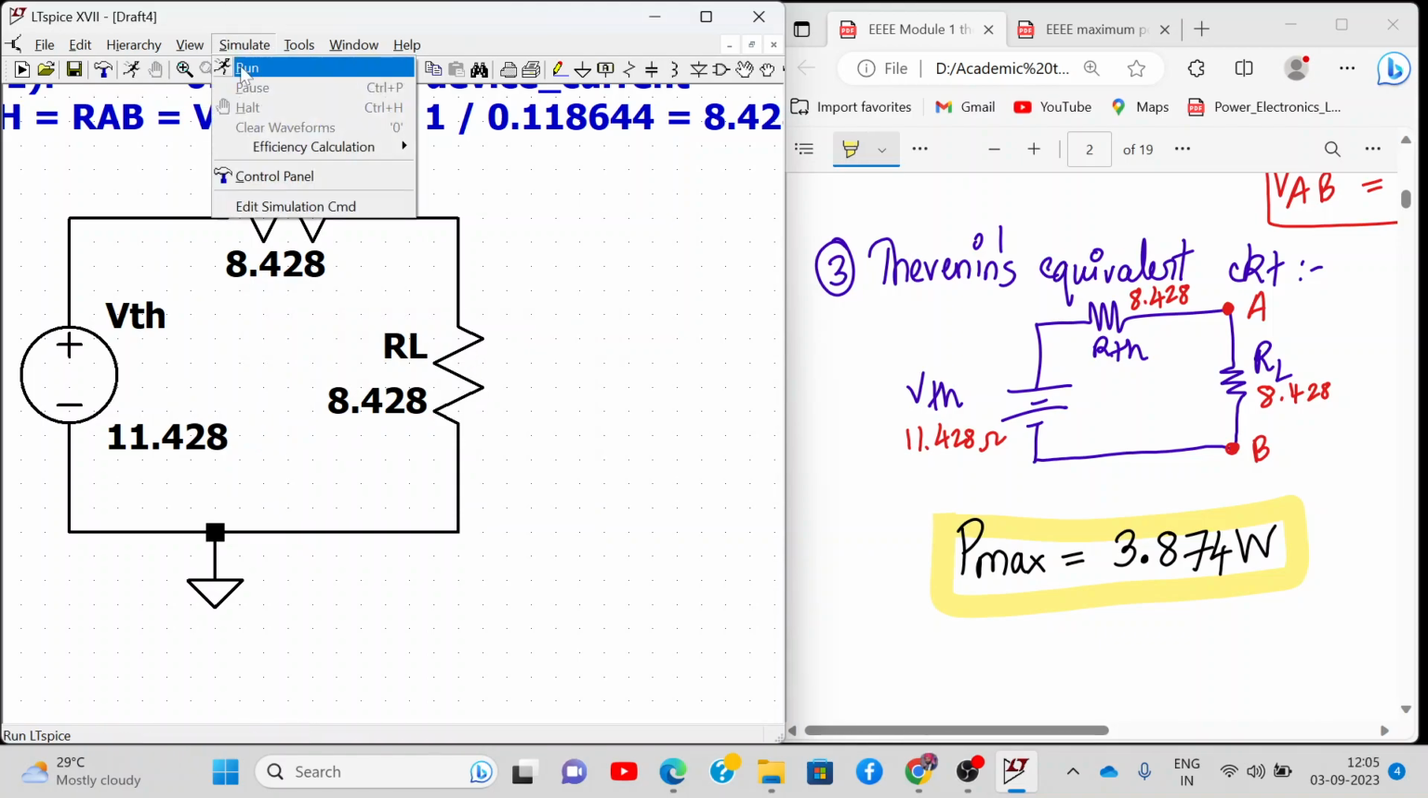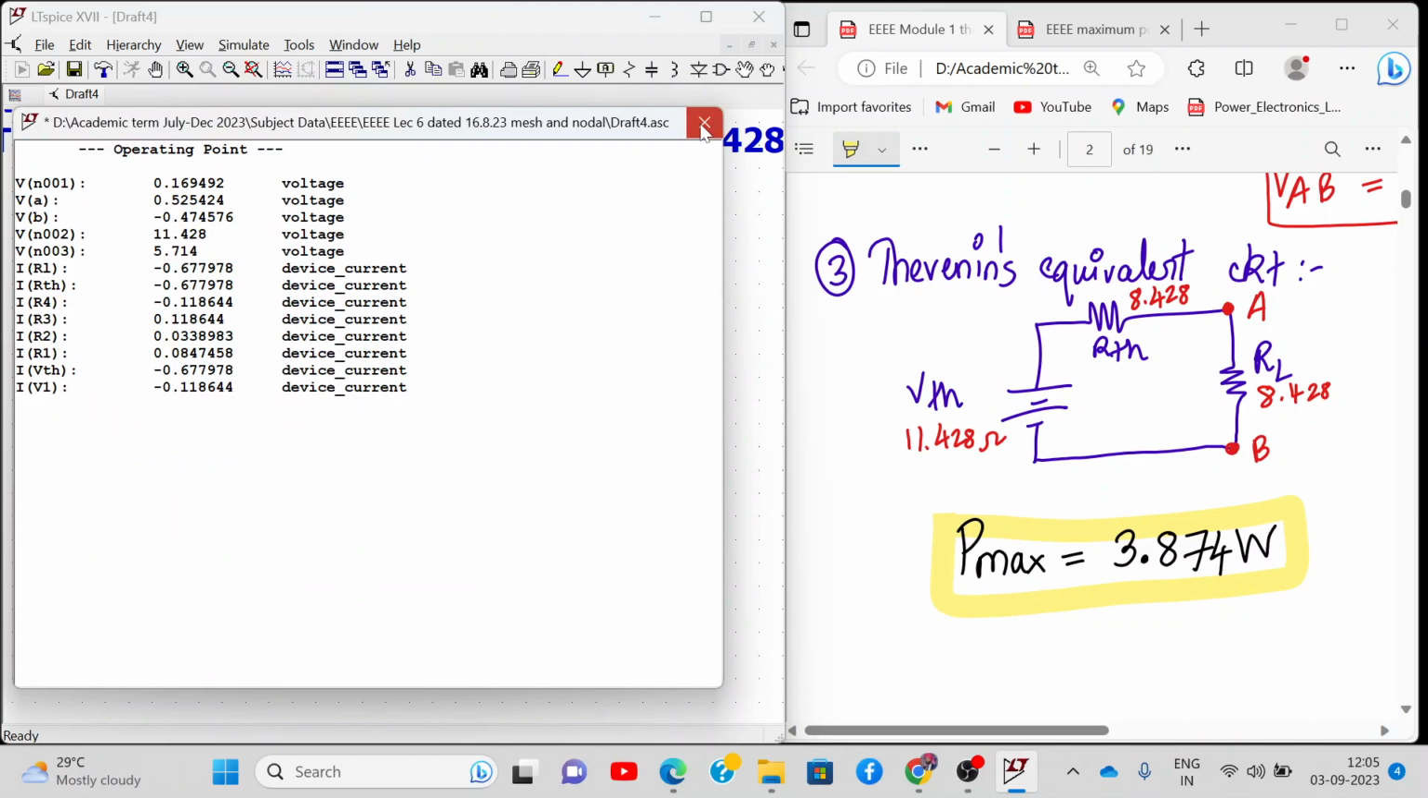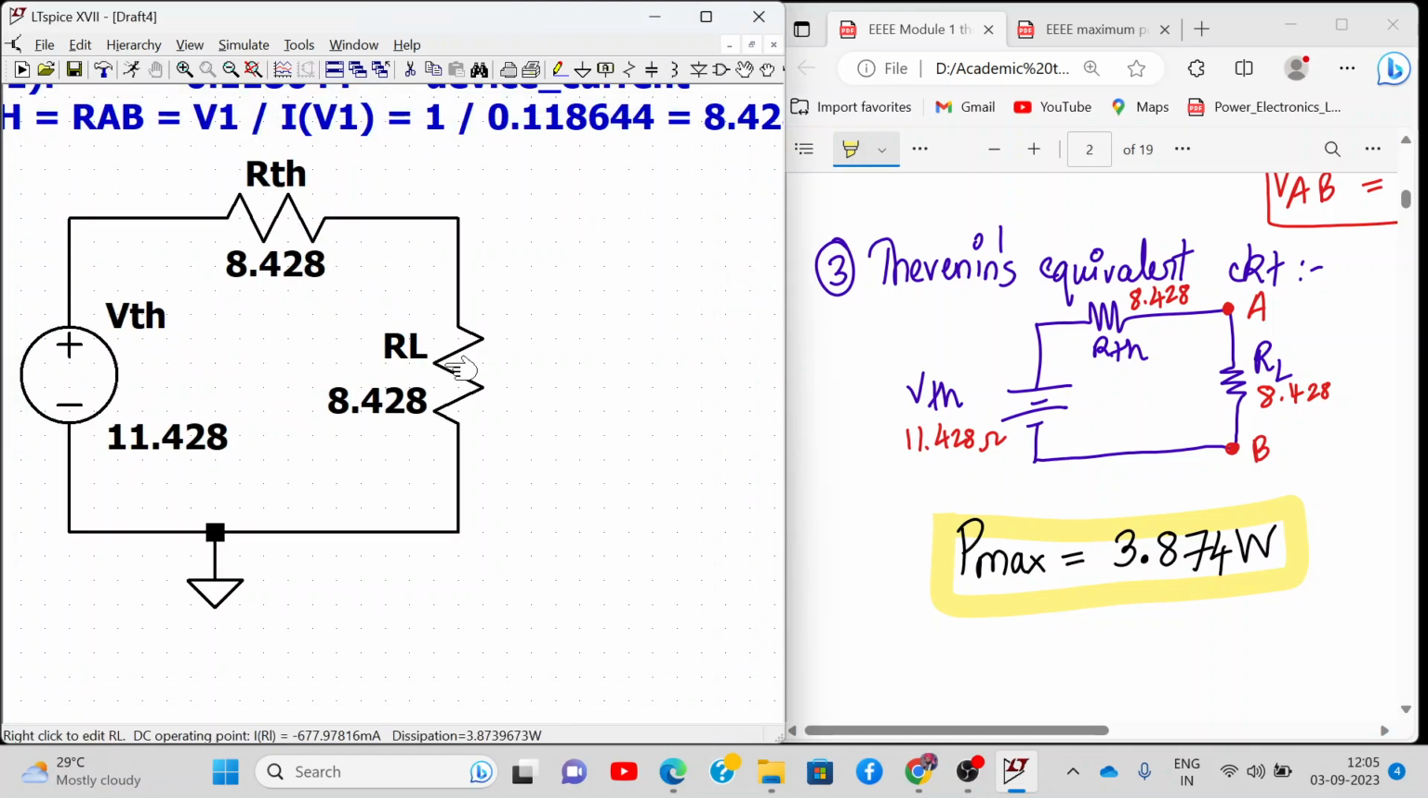Alright. Now I want to calculate power max, right? So I'll again simulate. Here we don't get the power, here we get the power. Can you see when I bring my pointer, this plus sign near RL, below you will see power dissipation. Did you see? Right at the bottom terminal. Did you get that? Yes, sir. What is the power dissipation? 3.873967. So that is similar to 3.874, right?